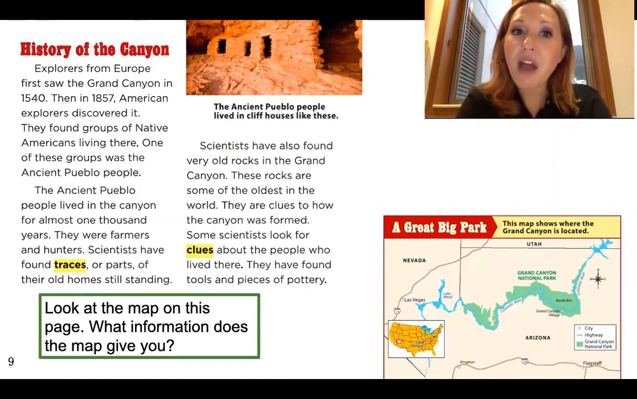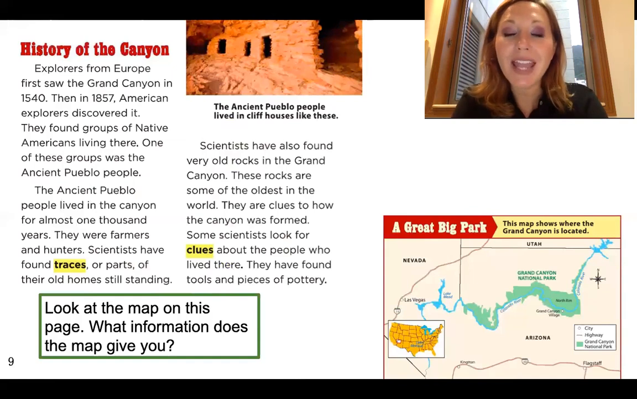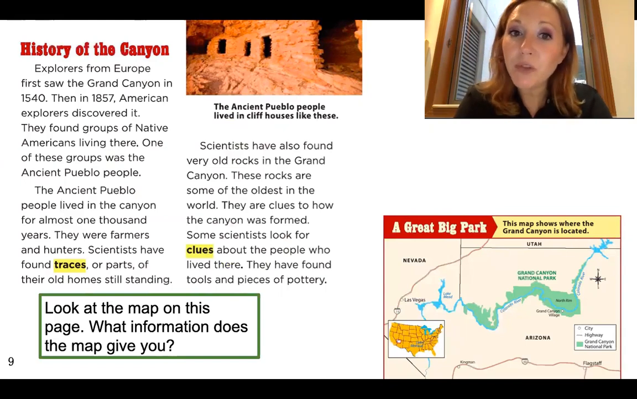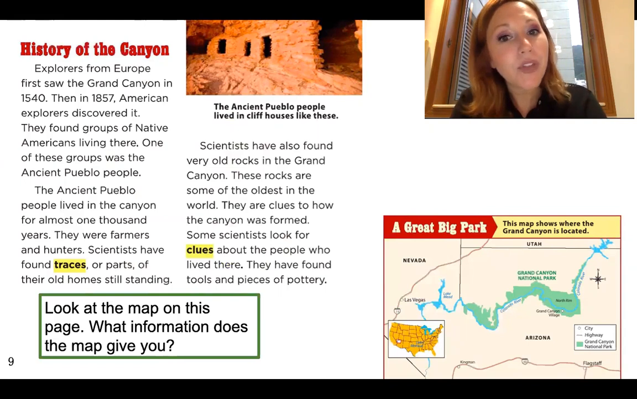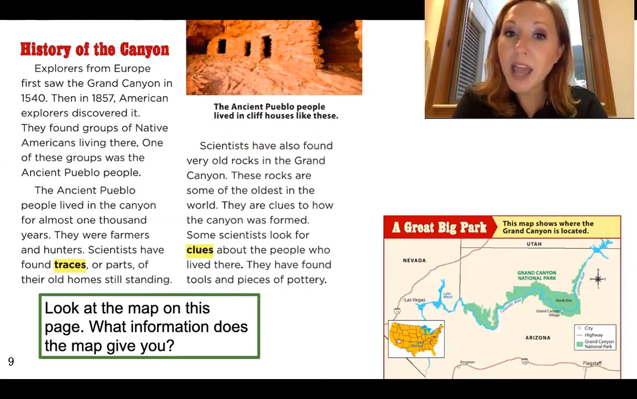Scientists have also found very old rocks in the Grand Canyon. These rocks are some of the oldest in the world. They are clues to how the canyon was formed. Some scientists look for clues about the people who lived there. They have found tools and pieces of pottery.